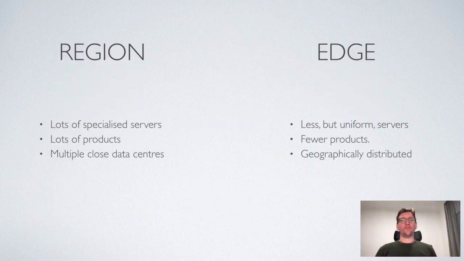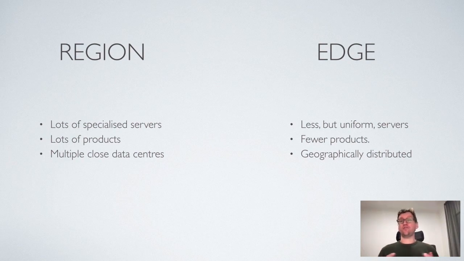So there are some obvious differences between these two, which greatly influences how things evolve on them. Regions have lots of specialized different kinds of servers. They have lots of different products and services running on top of them. And a region consists of multiple data centers, but they are extremely close to one another.